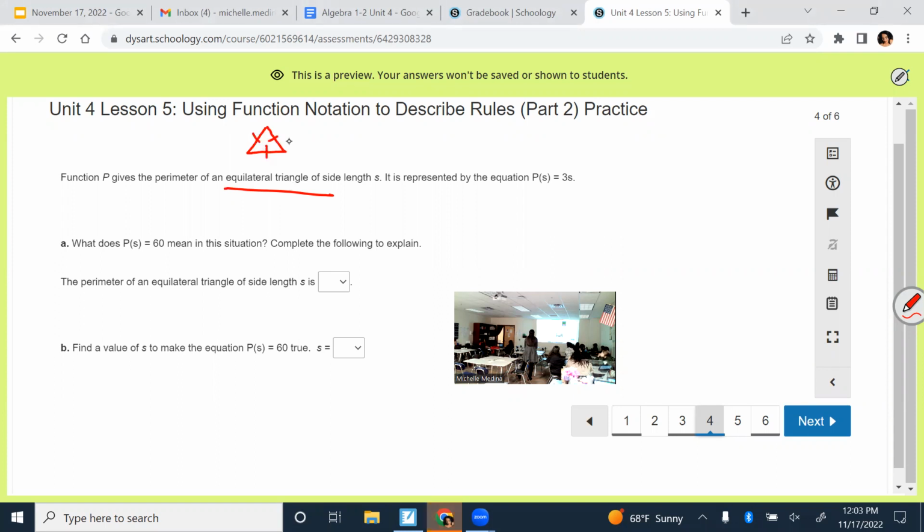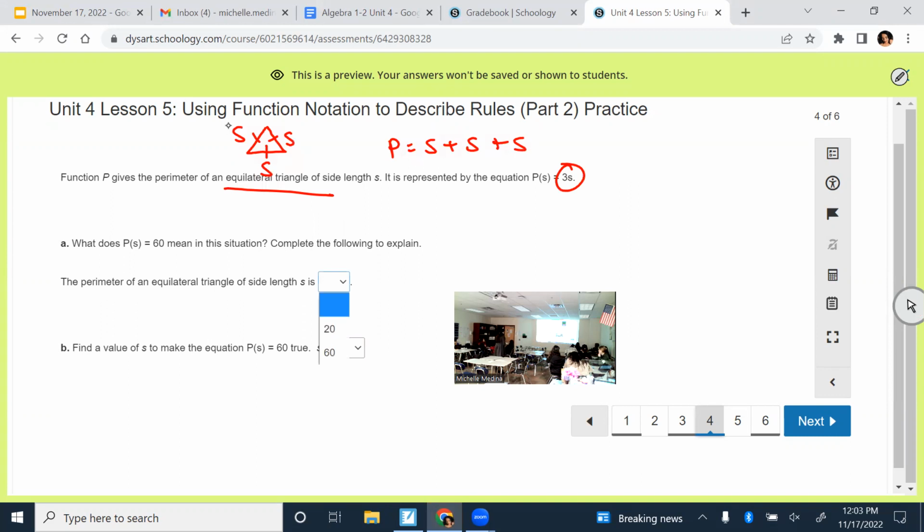So that means that if this is side length S, then my perimeter, which, how do you measure perimeter of anything? Add up all the sides, right? So then my perimeter is S plus S plus S, which is how they got 3S. Make sense? So that's how you can make it if it ever has to. And this one they gave it to you. So what does P of S equals 60 mean? So the perimeter of an equilateral triangle of side length S is 20 or 60?